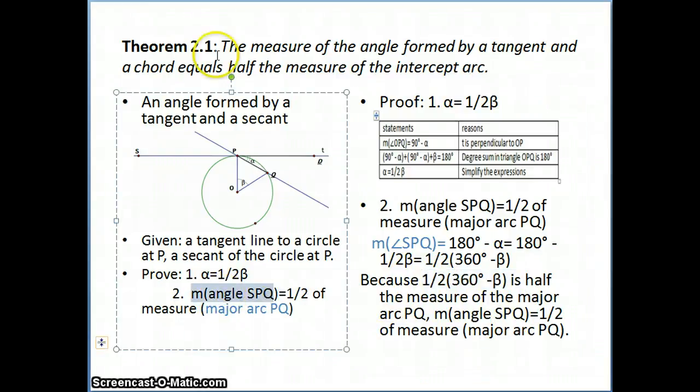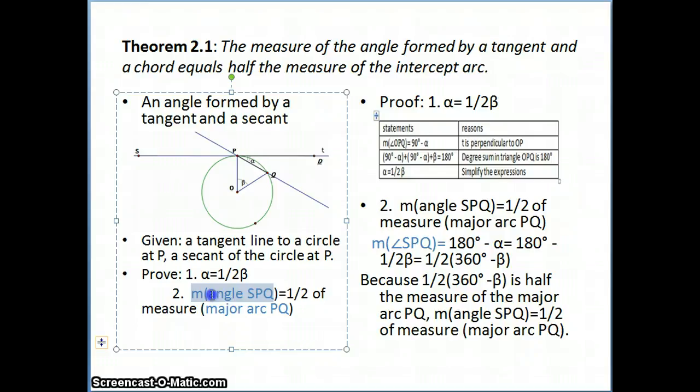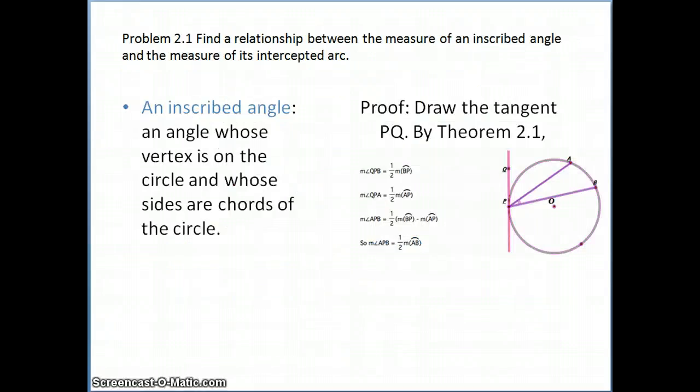the second part. So the proof is: we first prove this measure is half of 360 minus beta, and then we use the definition that the major arc is 360 minus beta. So that's the 1/2 relation between them. Okay, so that's the proof of 2.1. Next, we're going to use theorem 2.1 to solve problem 2.1.